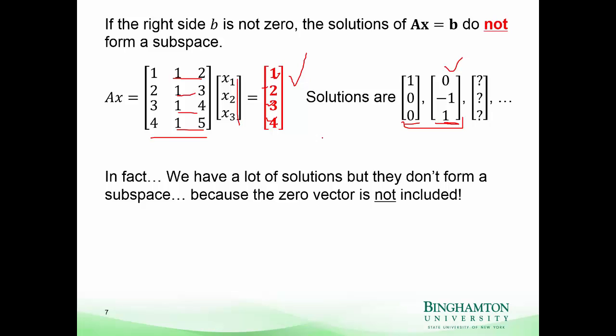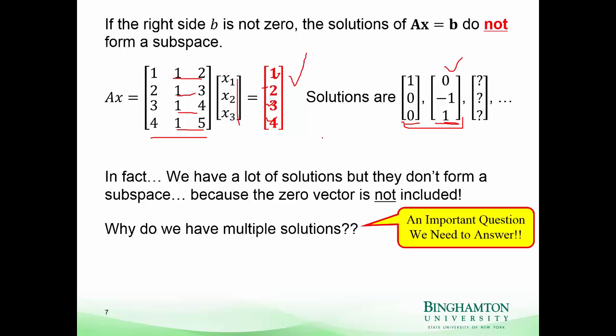So we saw on the previous slide, one reason was that scalar multiples times a solution does not give you a solution. And now we've seen here that the zero vector is not included, so that can't be a subspace. And so here's an important question that you need to answer when you're solving real-world problems. Why do we have multiple solutions for this case? Another way to ask this question is, when do we have multiple solutions? What are the conditions that lead to multiple solutions?